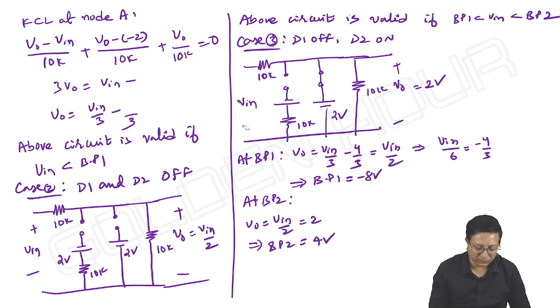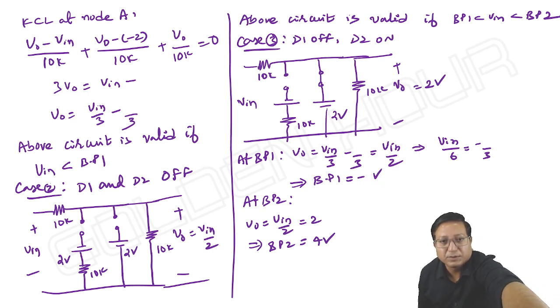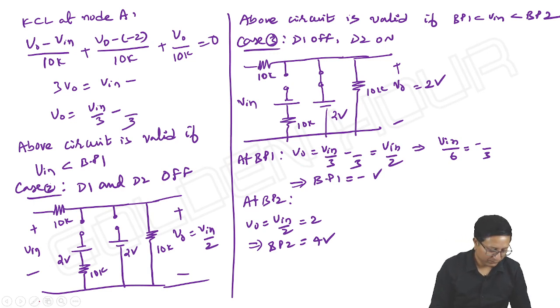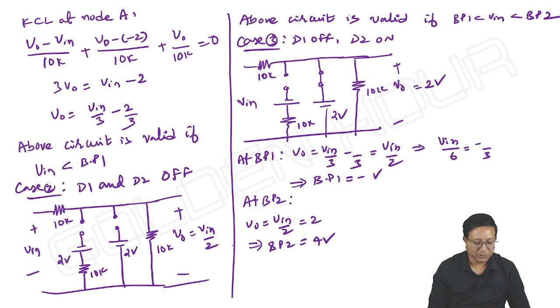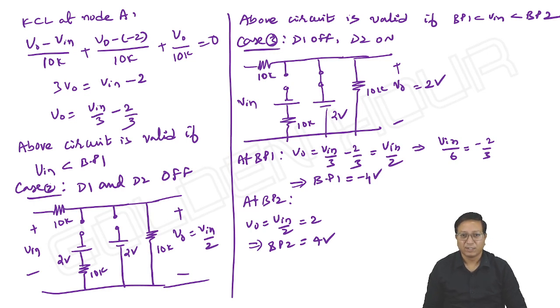Here it should be -2. So here it is -2, and V output is V in by 3 minus 2 by 3, and here also -2 by 3 and -2 by 3. So the first breakpoint becomes -4 volts, and second breakpoint is +4 volts.